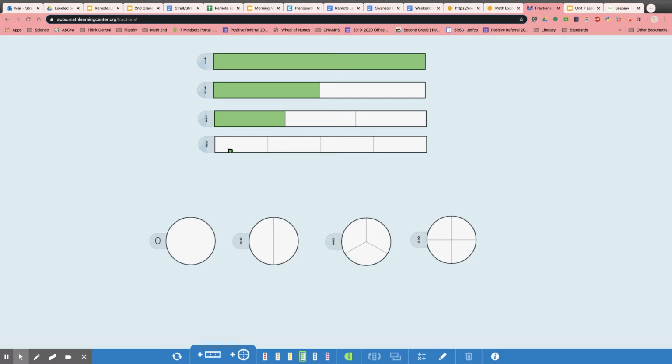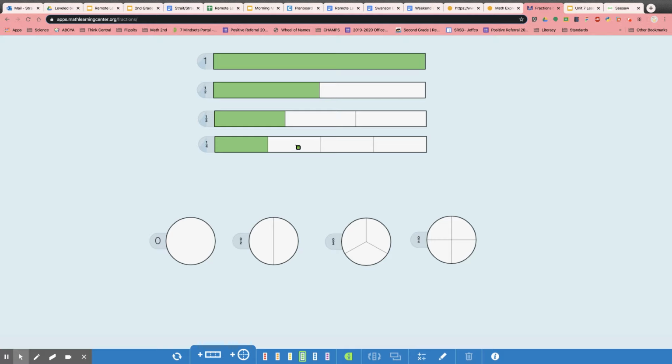So let's shade one of these fourths. So we have 1/4, 2/4, 3/4, and 4/4, but we don't have anything shaded yet. So I'm going to shade one. Now we have 1/4. 1/4 of my bar is shaded green. Do you see that?